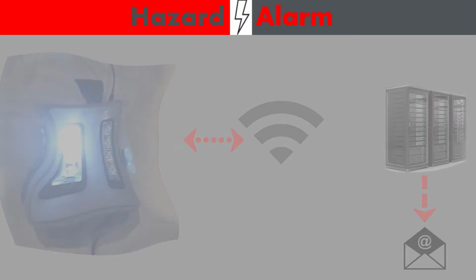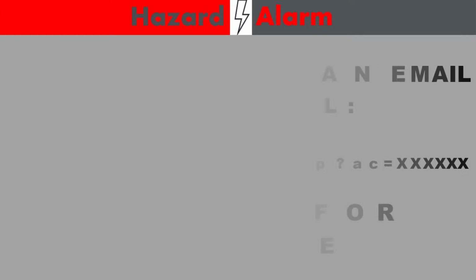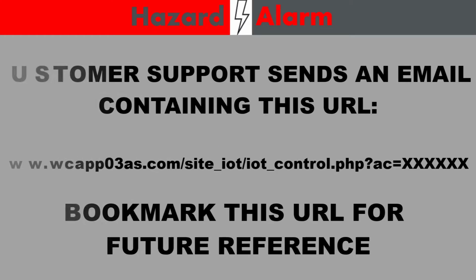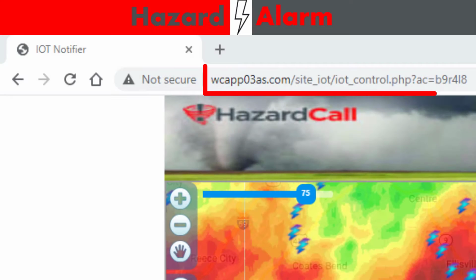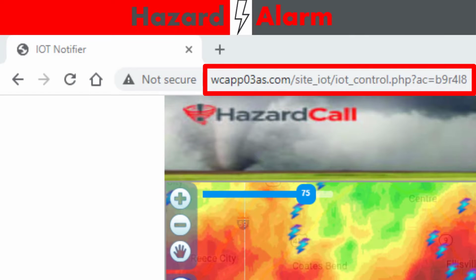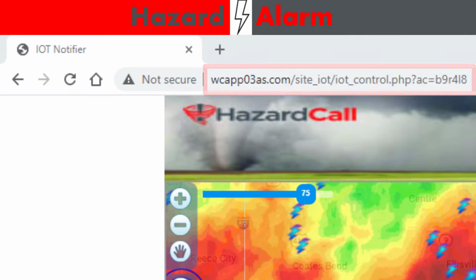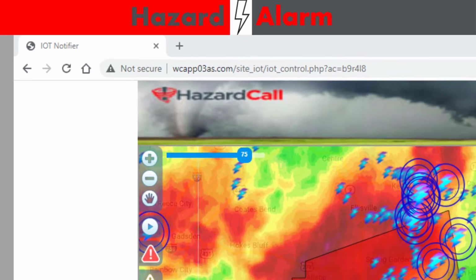Prior to delivery of the hazard alarm unit, customer support will email you a URL that looks like this. The 6 X's at the end are a unique character string for your box. We recommend that you bookmark this URL for future reference. You can use either a phone, tablet, or laptop and enter that URL in a browser. When you do, you'll see a display like this.